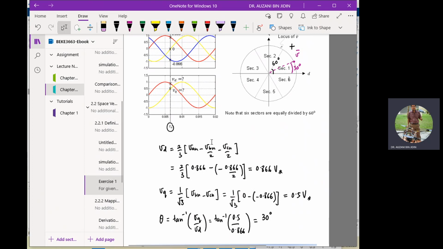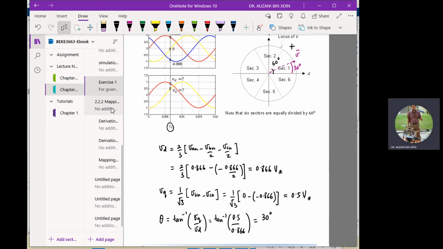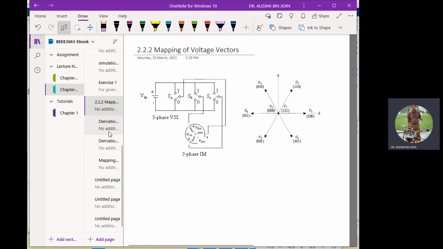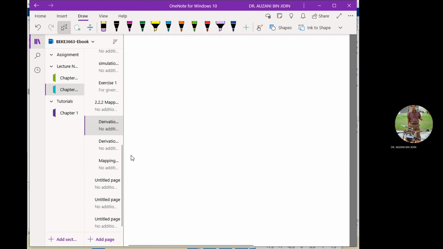Then any question? So I think we can end our class now. Maybe we can proceed for the rest of the topic: mapping vector, derivation of the vector component in terms of the switching state, for next week. For tomorrow, don't forget group number 2. Bring your laptop. Make sure MATLAB is installed, at least 2020 version. Newer is better.